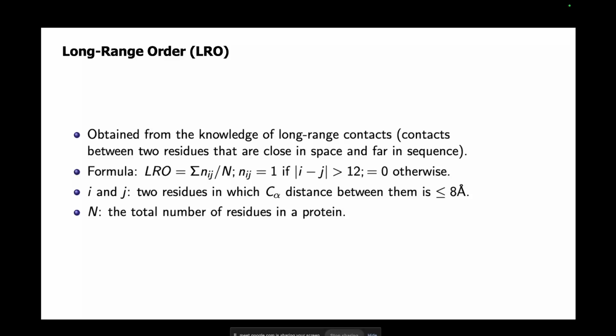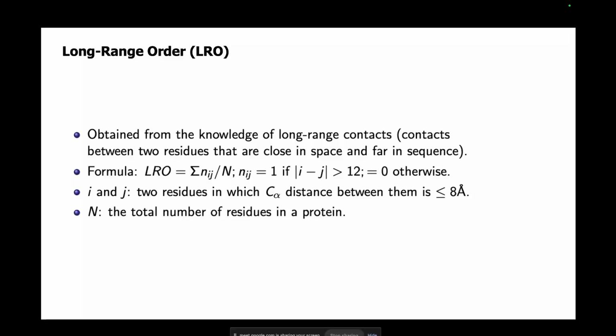Small nij is the long range contact, and capital N is the total number of residues. Basically nij depends on i and j, two residues where the C alpha distance between them is 8 angstrom. So both the residues from C alpha should not be greater than 8 angstrom. That is how they define it.